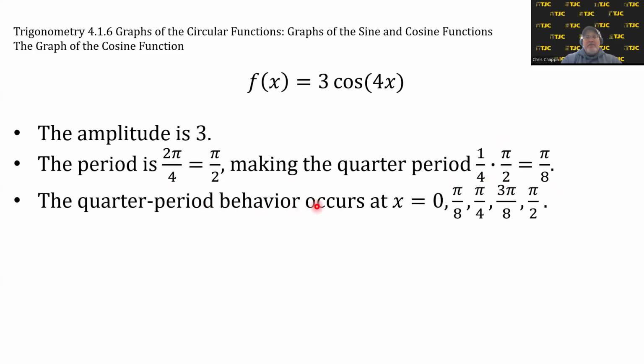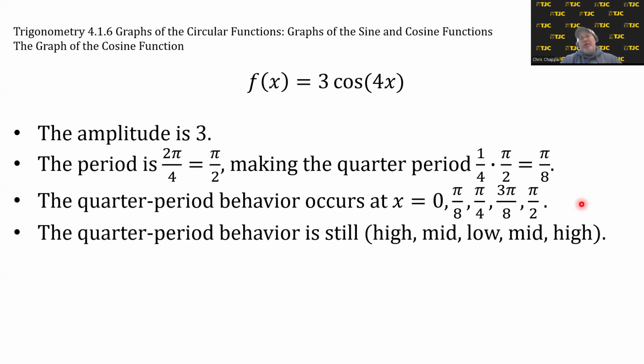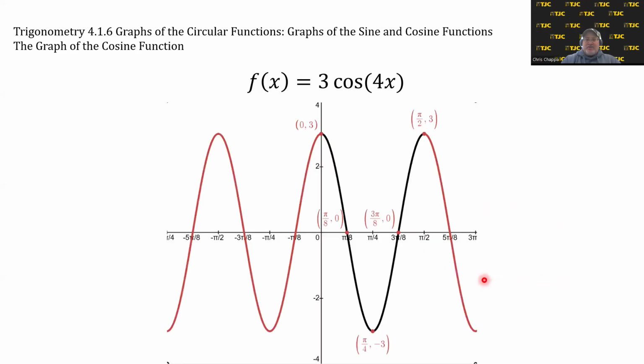The quarter period behavior occurs at x equals 0 plus pi over 8, and then 2 pi over 8, which reduces to pi over 4, then 3 pi over 8, then 4 pi over 8, which reduces to pi over 2. Good, that's the period. And the quarter period behavior is still high, middle, low, middle, high, giving us a graph that looks like this. Period is pi over 2, quarter period is pi over 8, amplitude is 3, high, middle, low, middle, high. So it works just like sine, just starts at a different place.